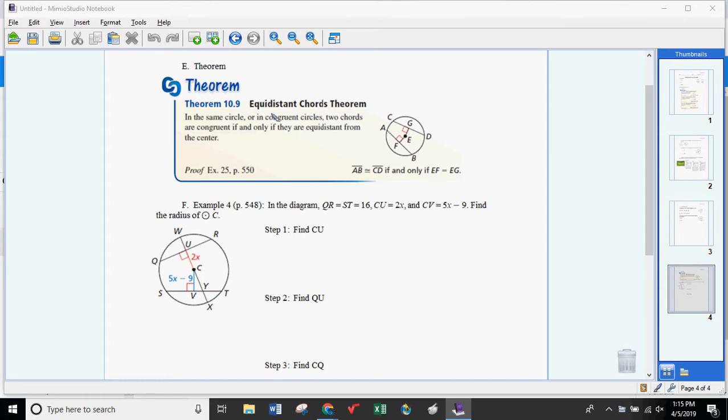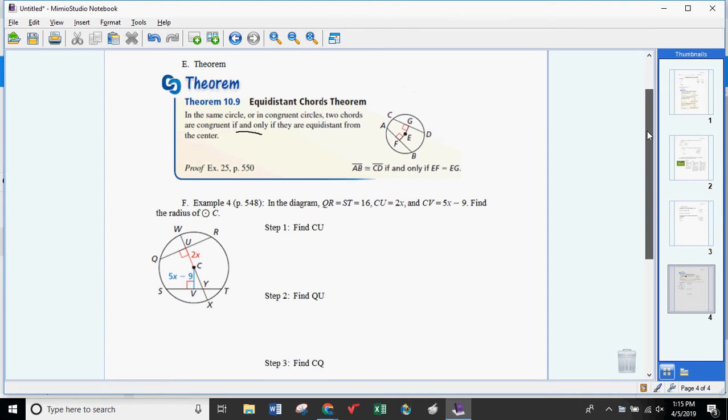The theorem from this section is the equidistant chords theorem. In the same circle or in congruent circles, two chords are congruent if and only if, so there's that biconditional statement again, they are equidistant from the center. And remember, distance is considered the perpendicular between the two things.